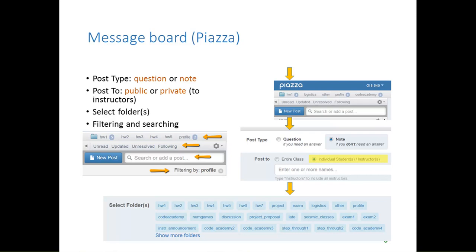When you're using the message board, you can also filter the messages by unread, updated, and so forth. Additionally, you can use a search box to create custom filters. A "filtering by" message appears below the search box when you're filtering in some way. To turn off this filtering, use the X that appears to the right of this message.